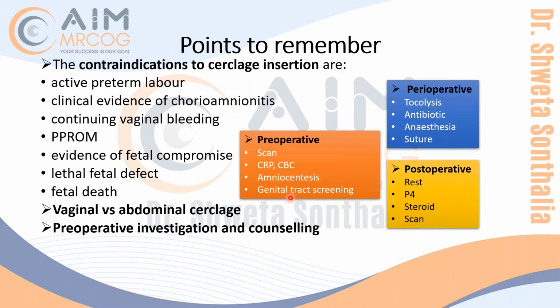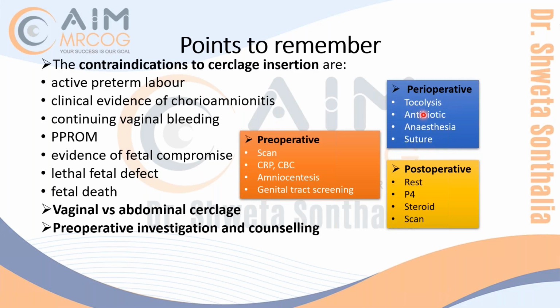Okay, so preoperatively, genital tract screening is not routine. You're not going to take swabs for them routinely. You're not going to do amniocentesis routinely. You're not going to do CRP routinely. So all this, be careful, but scan is a must. Scan is routine for everybody before cerclage because scan will tell you about the defect as well as help you in looking for the placenta also. Then perioperatively, what all is needed? Tocolysis is not needed, antibiotic not needed, anesthesia is their discretion, suture material is the surgeon's discretion. So they don't say anything specific and they don't write anything specific about it.